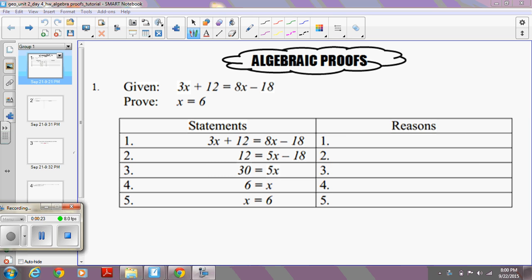So step 1, we talked about in class, is always what is given. So let's write that. Step 2, you went from 3x equals 8x to have 5x. So in order to go from 3 and 8 to 5, you had to subtract on both sides. So the subtraction property of equality was used.